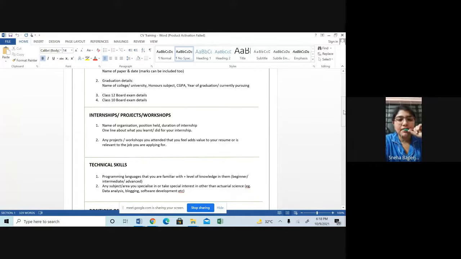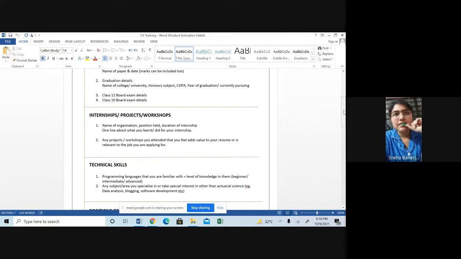So if you're talking about internships, the key aspects you must mention here are the name of the organization that you worked for, the position that you held, the duration of your internship, and one line about what you did or what you learned at this internship. And the next thing is projects or workshops that you attended. When it comes to projects and workshops, trust me, the recruiter is not interested in where you did them or what grades you achieved in them. They are just interested in what you learned and what value you're bringing to the table.